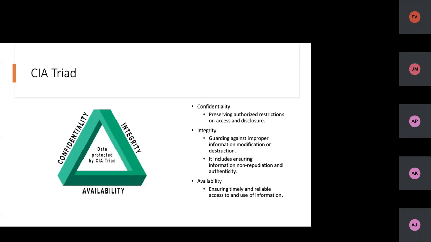This is a framework maybe: information security, the CIA triad, confidentiality, integrity, and availability. Confidentiality is preserving authorized restrictions on access and disclosure. Something should be confidential. If I'm working at a company, I shouldn't be able to see everything that is happening in the company. My access should be restricted to what I am working on or what I should see. I shouldn't see what my manager, the CFO, the CTO, or the head of the company is able to see.